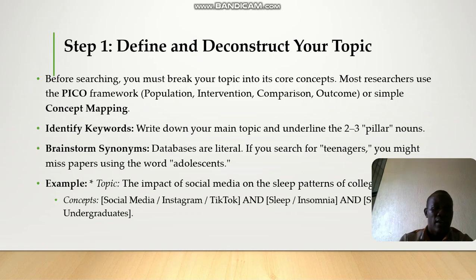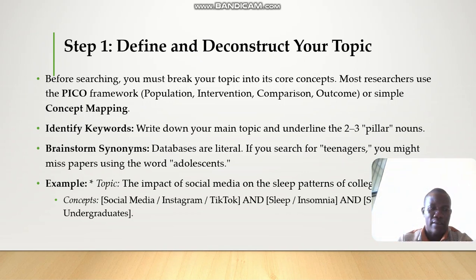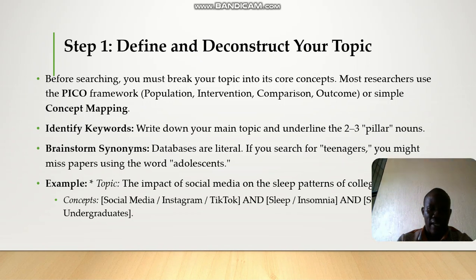Then after you identify keywords, you are expected to write down your main topic and outline the 2 to 3 pillars, that is the nouns. You go ahead and brainstorm the synonyms, because databases are literal. If you search for teenagers, you might miss papers using the word adolescent.